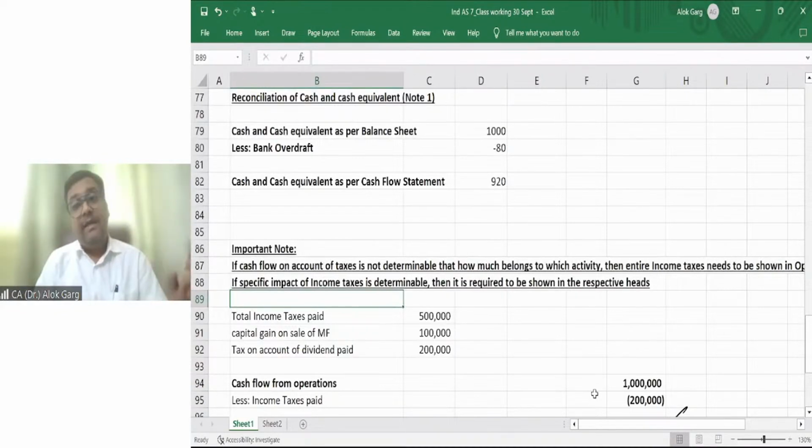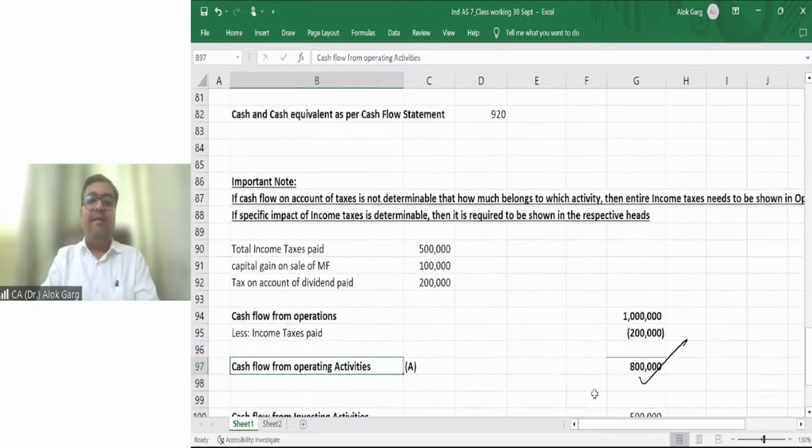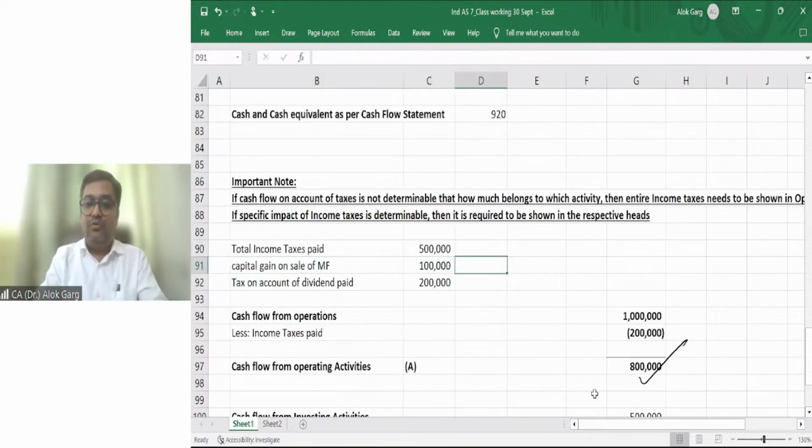But if you are aware that the specific impact of income tax is determinable, then it is required to be shown in the respective heads of the activity. For example, total income taxes paid 5 lakh rupees, out of which capital gain on sale of mutual fund is 1 lakh rupees. So this is relating to the investing activity. And taxes on account of dividend paid is 2 lakh rupees. It is a financing activity.